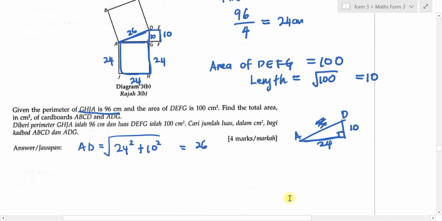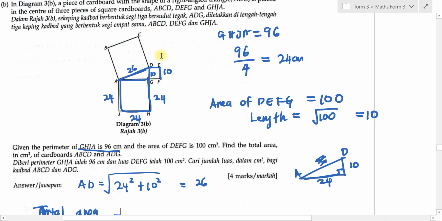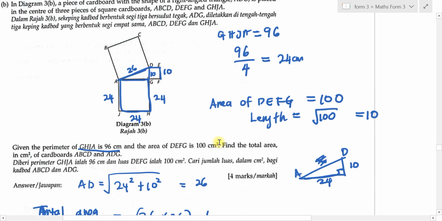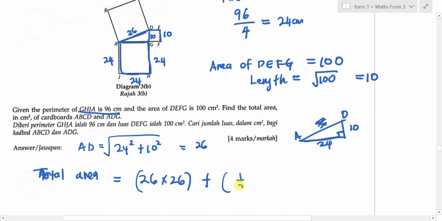Calculate the total area. First one, ABCD is 26 multiply 26 because it's a square. And then area of ADG. ADG is a triangle, so 1 over 2 times the base. The base is 24, times the height. Height is 10. That's it.